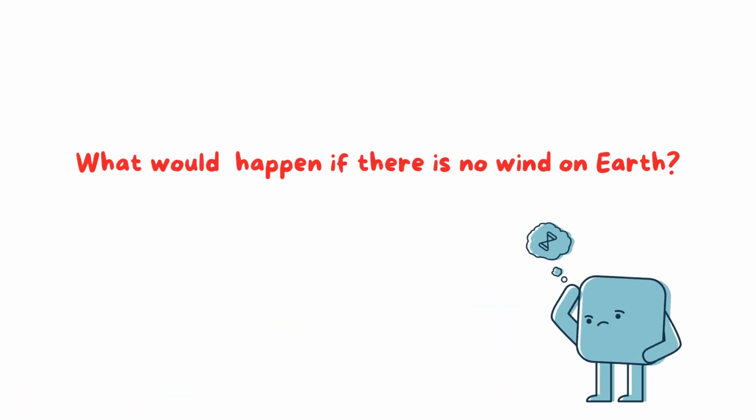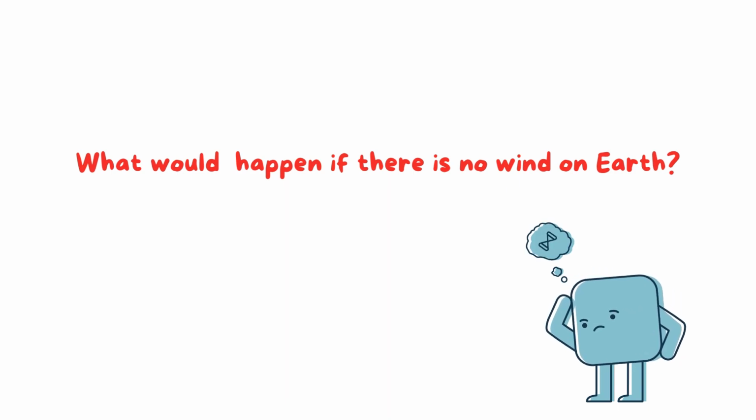So what would happen if there were no wind on Earth? Think with me. The unequal heating causes warm air to rise and flow to other areas, where it cools down and descends, becomes dry and forms deserts, and flows back to its place.